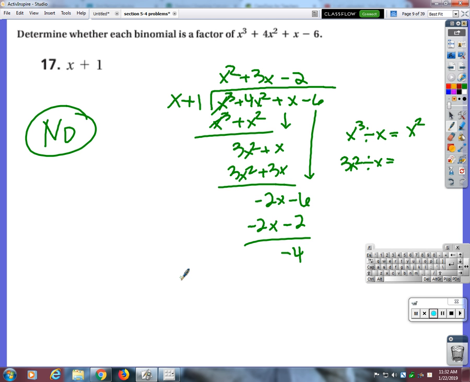The remainder is negative 4, and since there is a remainder, it is not a factor. The answer is no. It has to all cancel out.